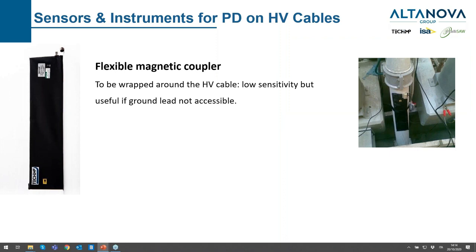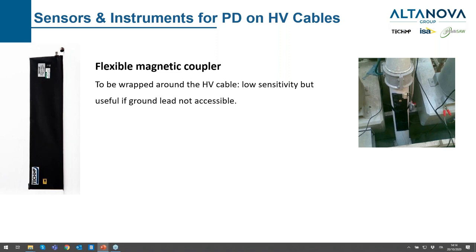Other sensors that we can use on site are external sensors. It can happen that in many cases we don't have an embedded PD sensor because they are very rare. We do not have accessible ground leads, or due to safety, we cannot clamp our sensor on the accessible ground leads. In such cases, we need something external that doesn't touch the hot parts of the cable. In this matter, the flexible magnetic coupler is very helpful.